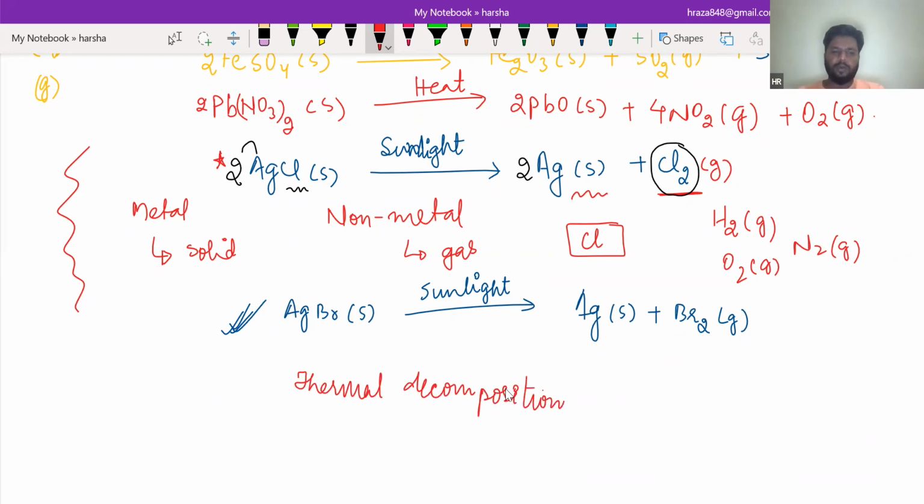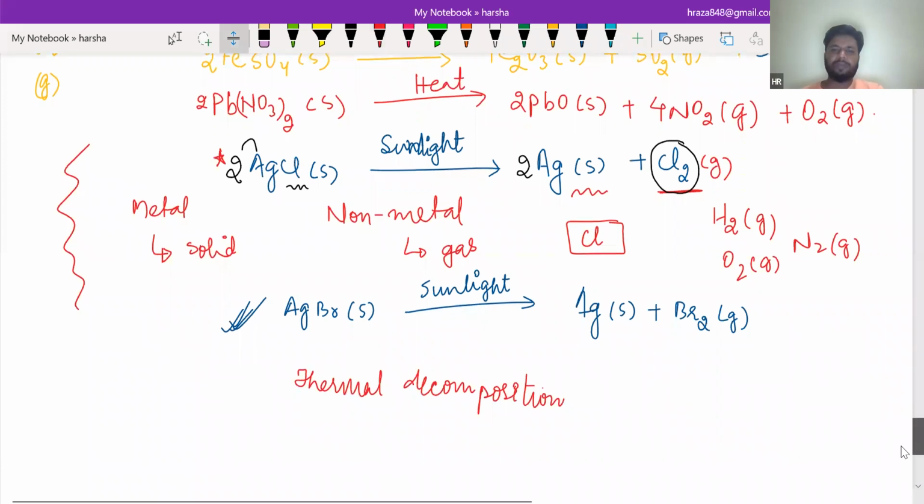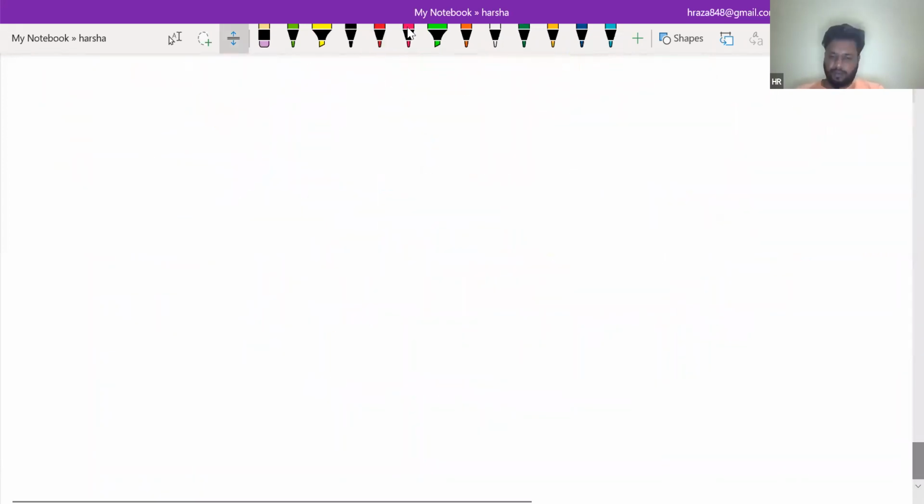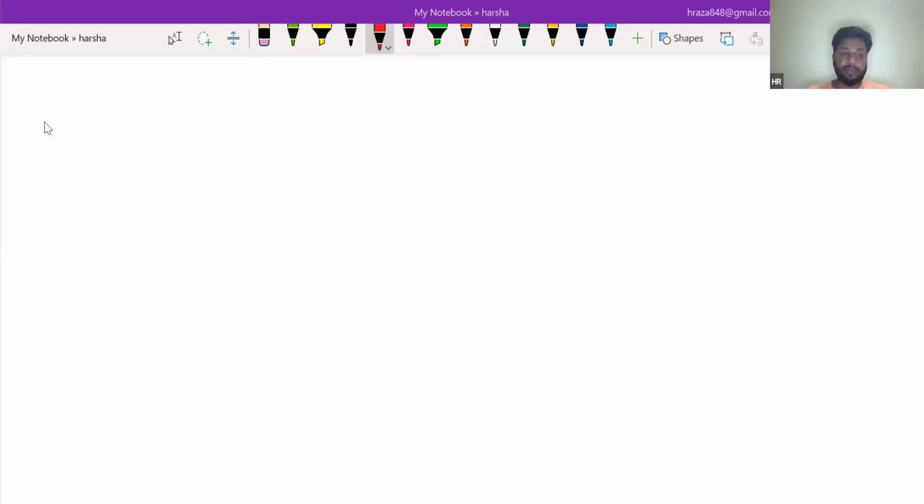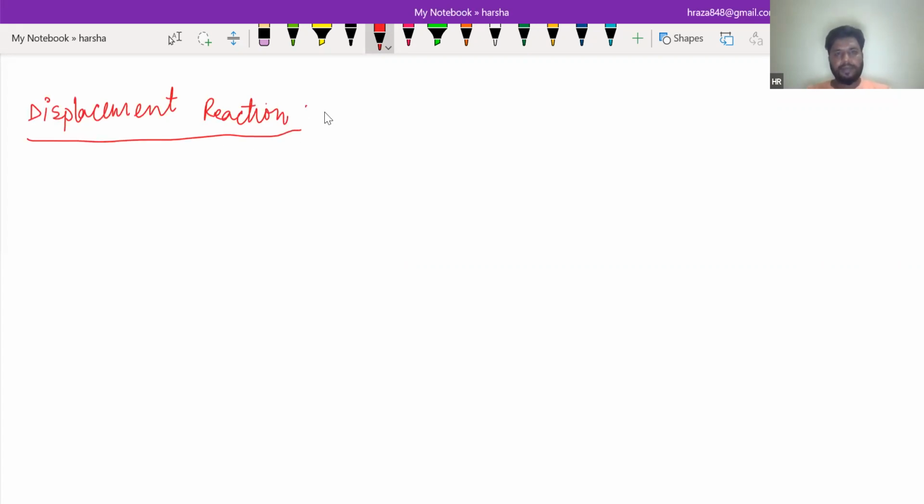Okay. Now we are going to learn the next type of chemical reaction, that is displacement reaction. Sorry, right topic: displacement reaction. Now you can see what is displacement reaction.